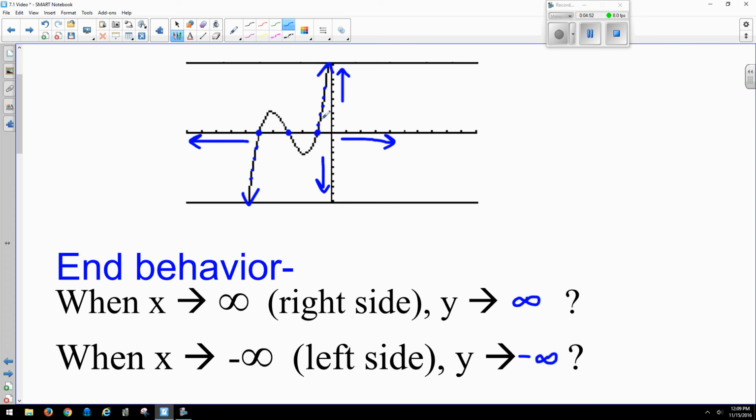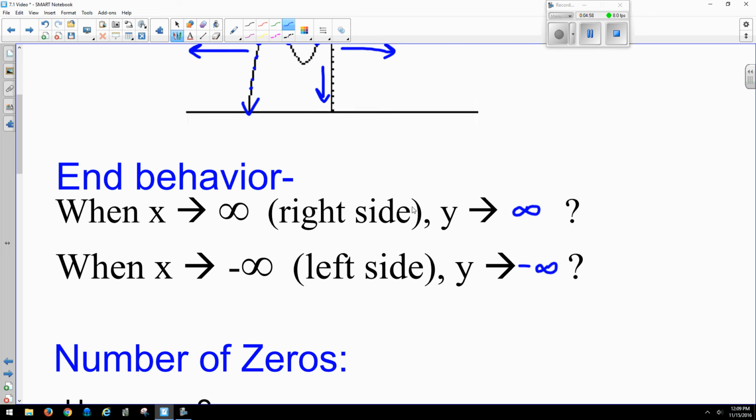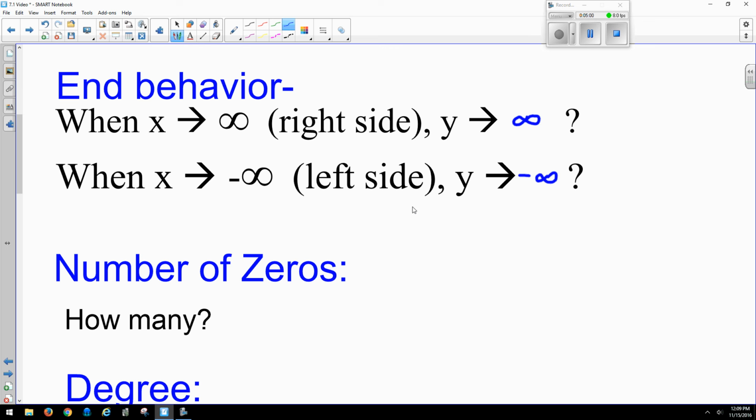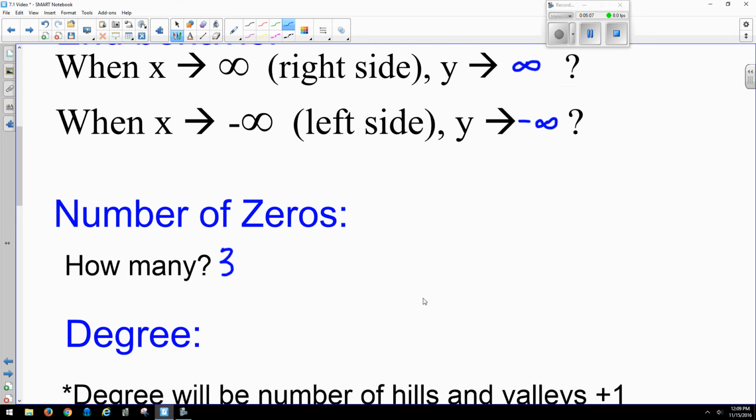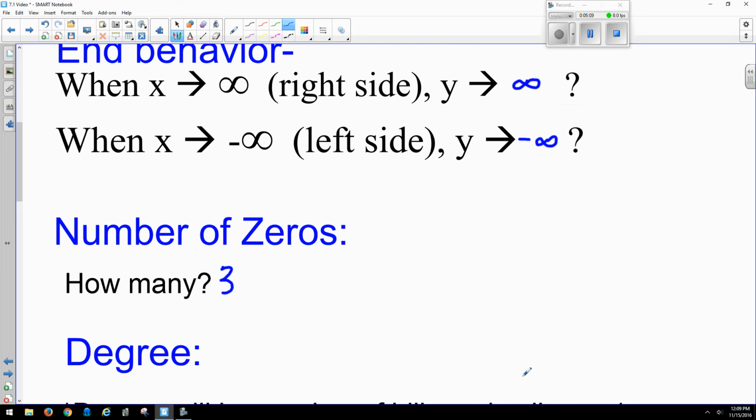I'm hoping that you would actually be able to tell me the zeros if you look at this graph, but we're not necessarily going to get into that yet. So the number of zeros is 3. Now the degree gets a little trickier. And before I reveal that, which it's too late, I already did, I want to show you something first.